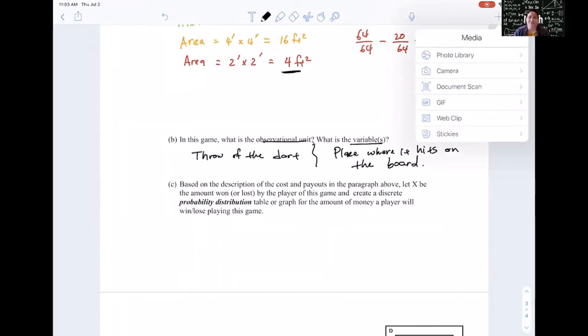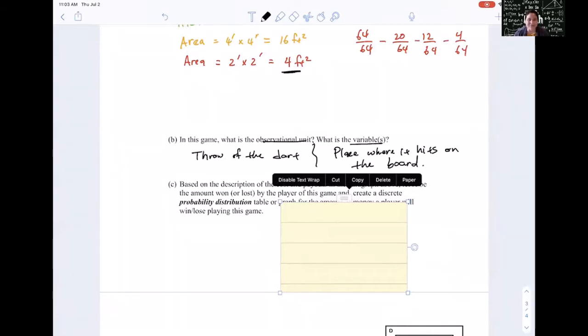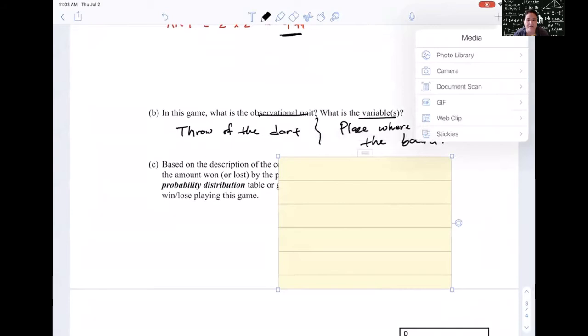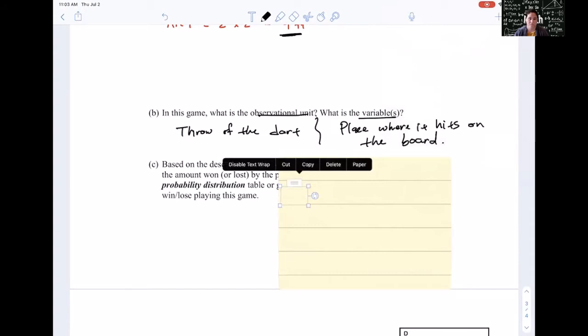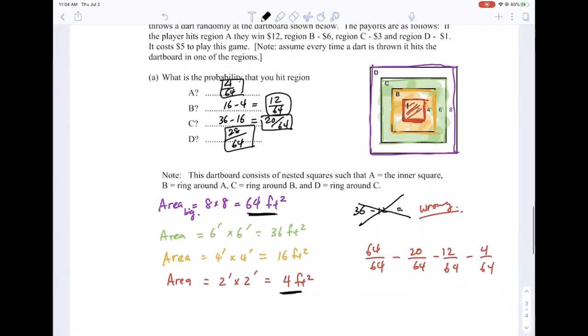Okay. And now this is where I define the variable. So we're going to let X be the amount won. Let X be the amount won or lost by a player in this game. And so if we want to create a discrete probability distribution, I want each of you to write down how much money can you win? What are all the possibilities? You might have to go back up to the start of the worksheet to look at those possibilities.